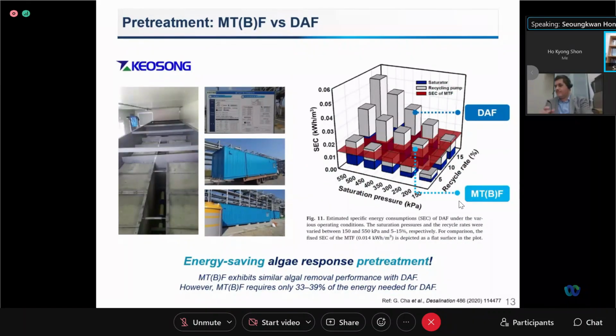I'd like to talk about MTF, the mesh tube filter, that we are developing. This is an energy-saving algal response pretreatment. MTF exhibits similar algal removal performance with DAF. However, MTF requires only 33 to 39% of the energy needed for DAF. So we can have significant energy saving in these pretreatment processes.